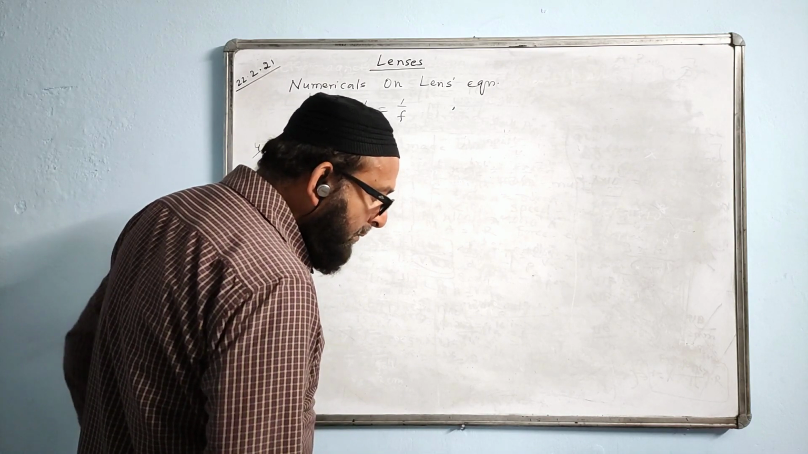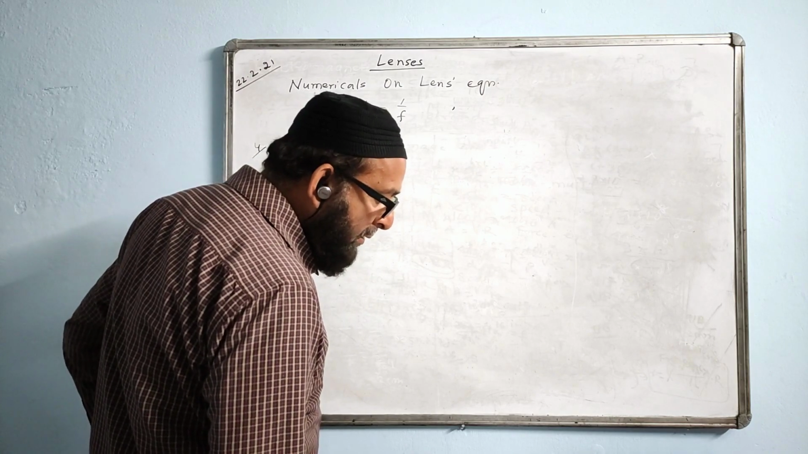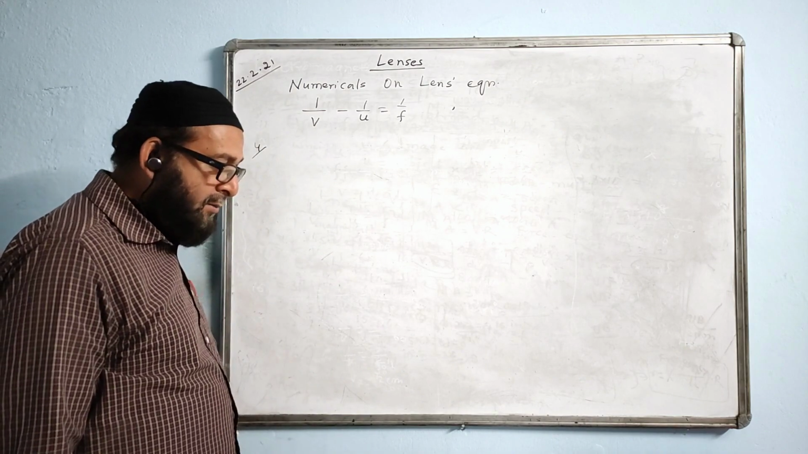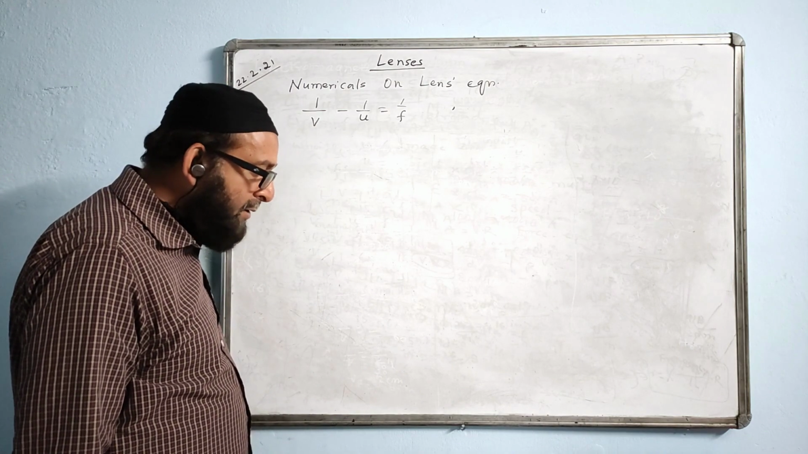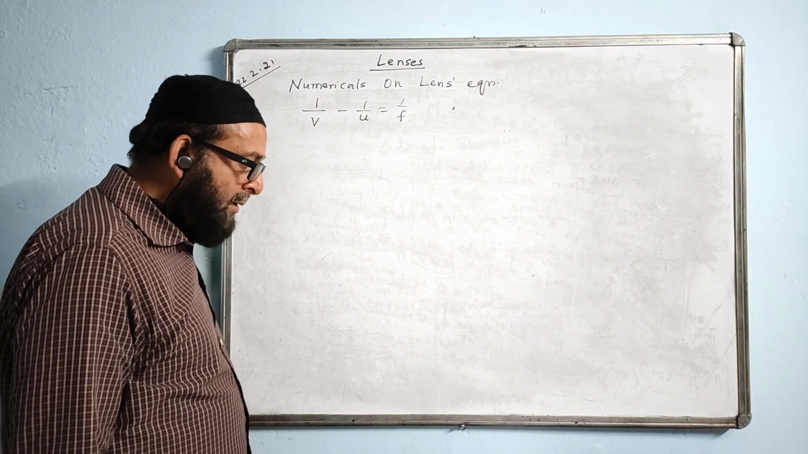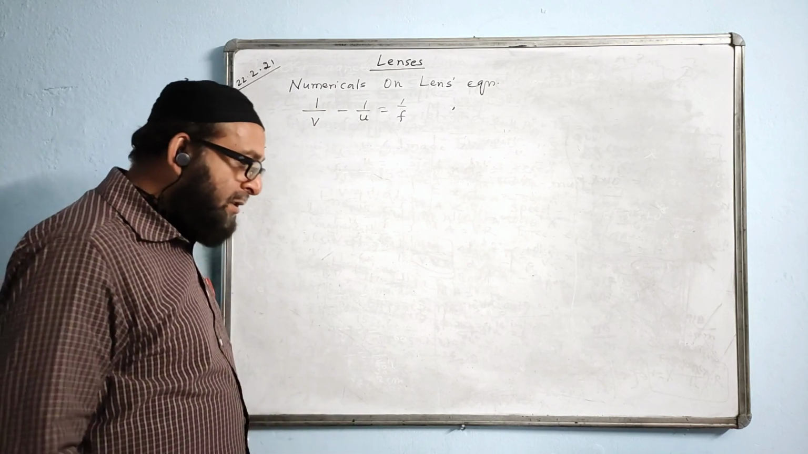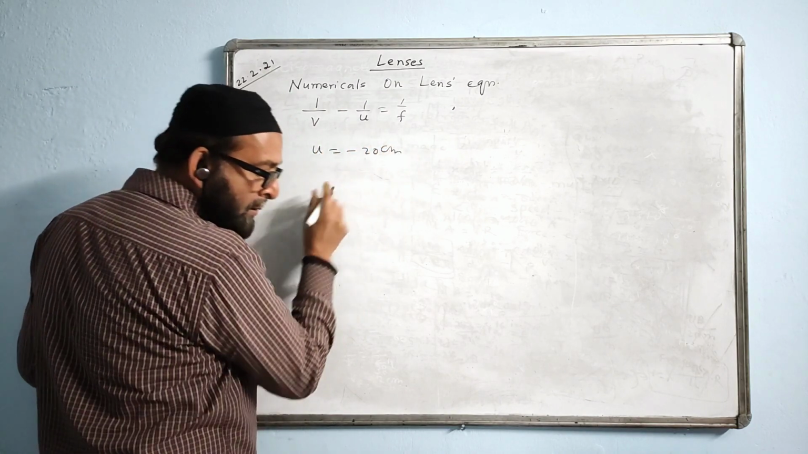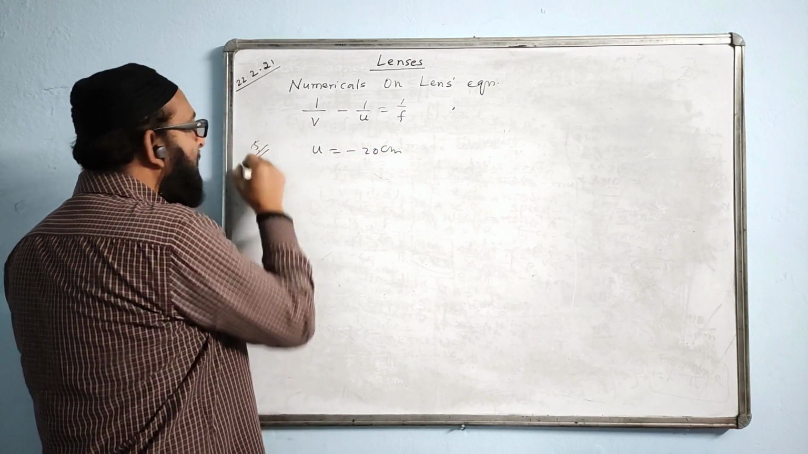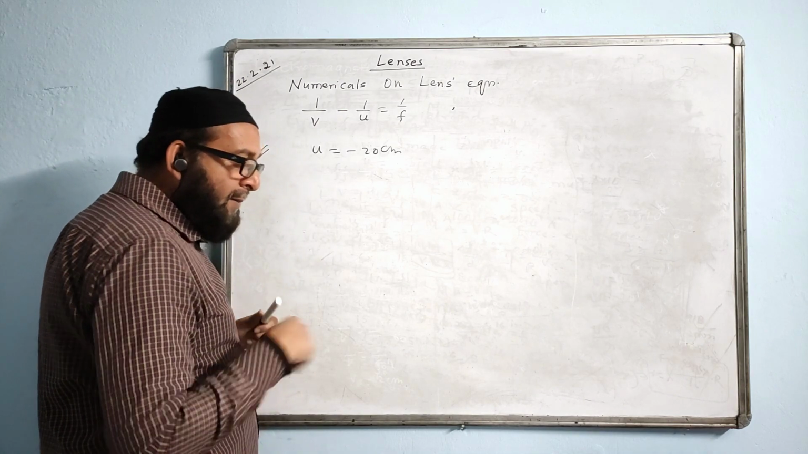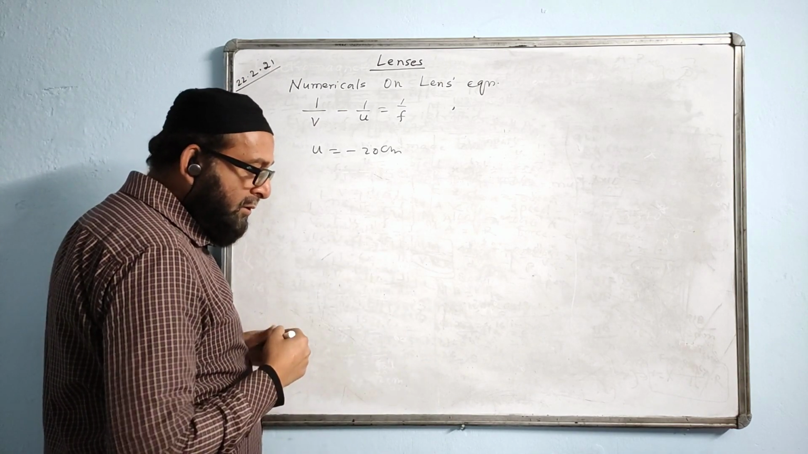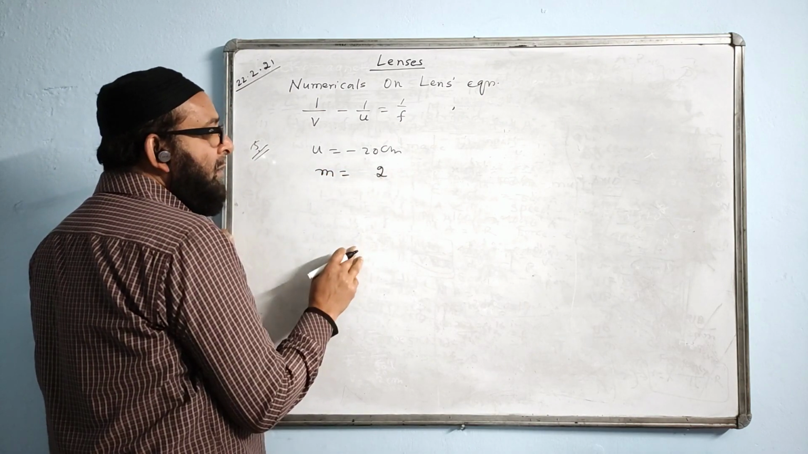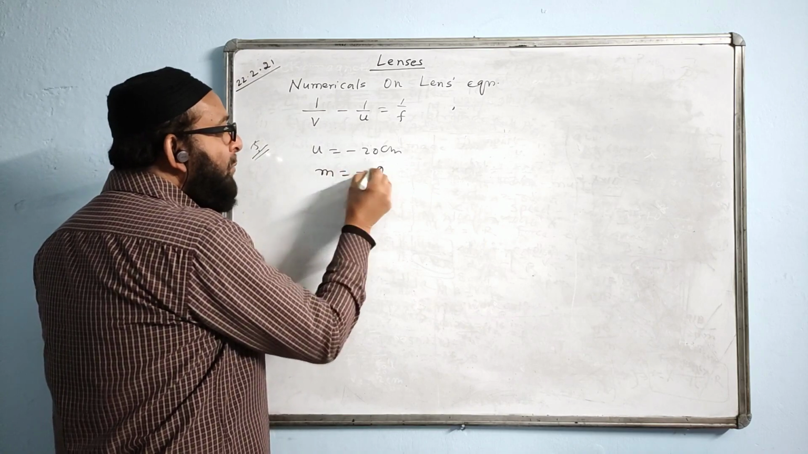An object placed at a distance of 20 centimeter has a real image 2 times enlarged. Find the position of the image and the focal length of the lens. There is an object placed at a distance of 20 centimeter, that is u value is minus 20. This is question number 5. And the image formed by the lens is 2 times real image, that is m value is 2 times. Real image is mentioned, we put minus sign.